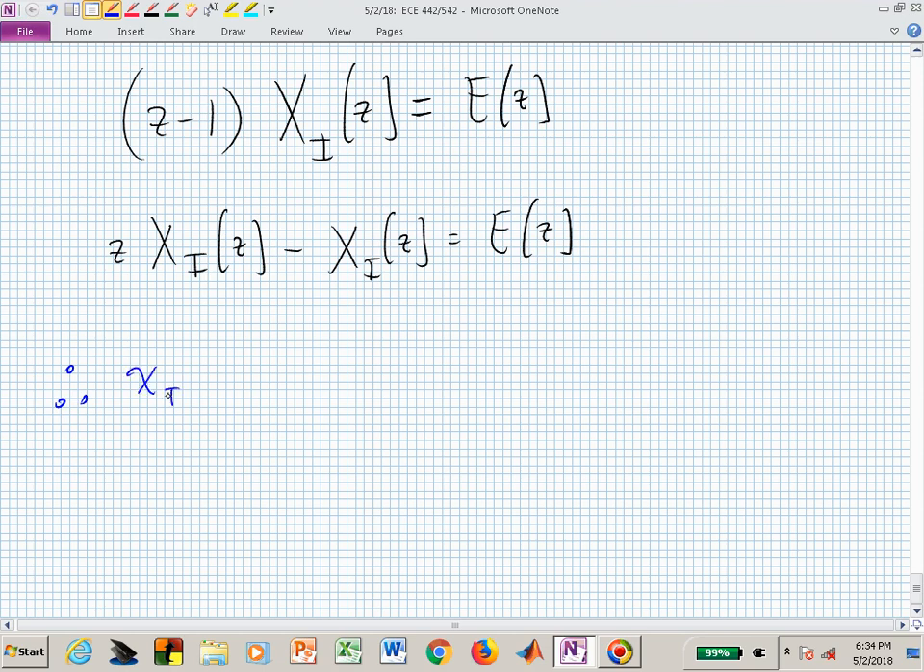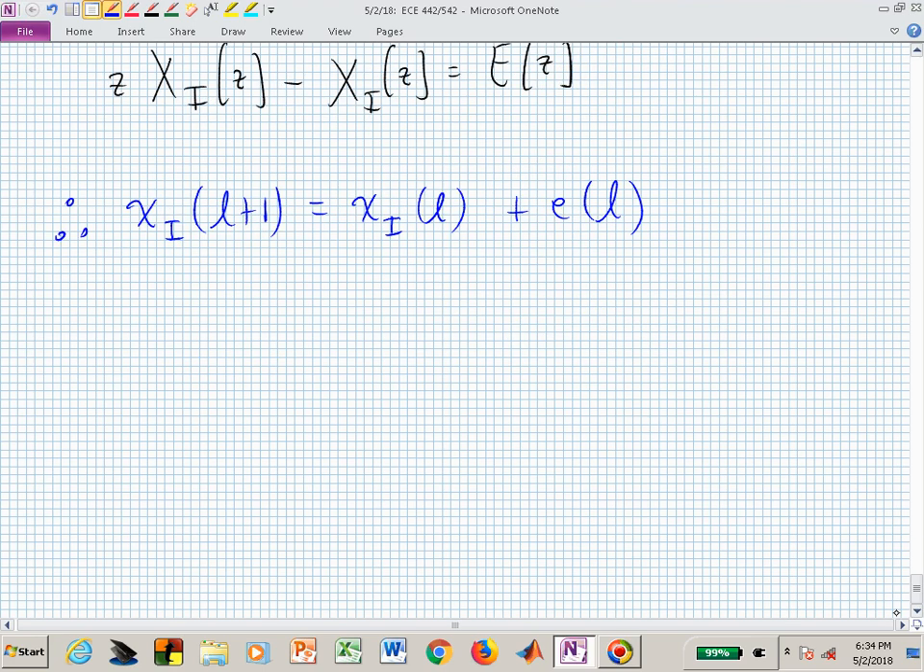We now have little x sub I of, let's say, L plus 1 equaling x sub I of L. So now I've pushed this minus x sub I, or I've added that to both sides and taken it into the time domain, plus E of L. Now we want to write the right-hand side in terms of state variable components and the input to our system. And E is not quite there yet, is it?